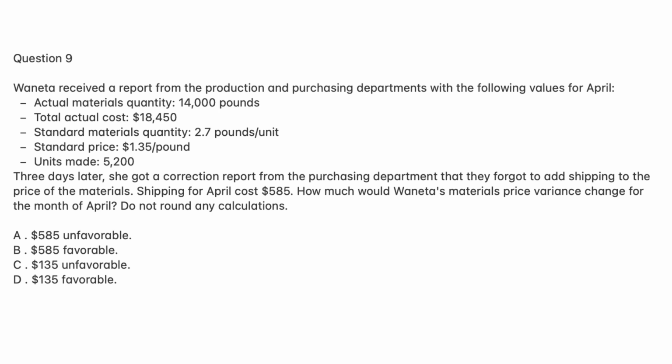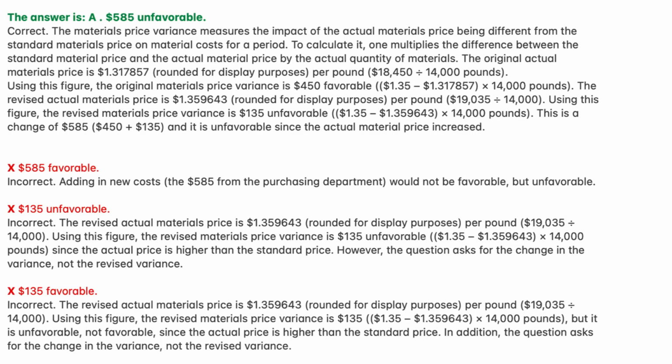$585 unfavorable. B. $585 favorable. C. $135 unfavorable. D. $135 favorable. The answer is A.